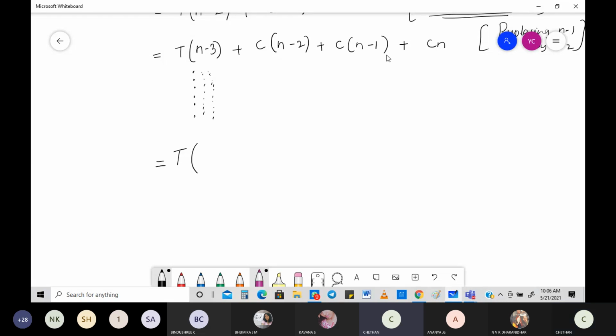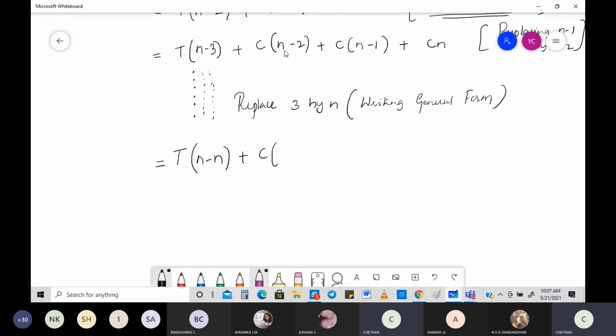Replace 3 by n, or in other words, write the general form of this equation. What is going to happen? T of n minus 3 is there, so obviously that will become T of n minus n only, plus C of, be careful here, I'm taking 3 as n. So what will be 2? 2 will be n minus 1. Plus C of n minus n minus 1, like that.